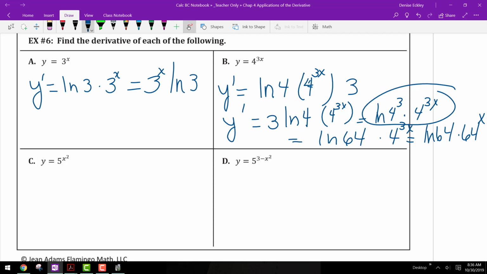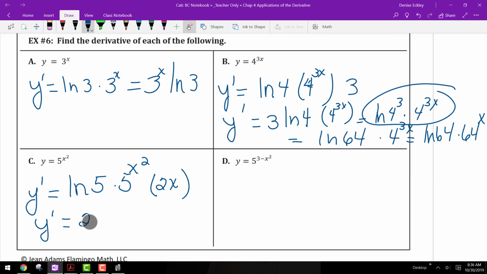Okay, so next we're going to do the derivative of 5 to the x squared. So y prime is going to be, we're going to take the derivative of 5 to the x squared, which is going to be ln of 5 times 5 to the x squared. Then we're going to use the chain rule to take the derivative of x squared, which is 2x. So y prime is going to equal 2x times 5 to the x squared times ln of 5.